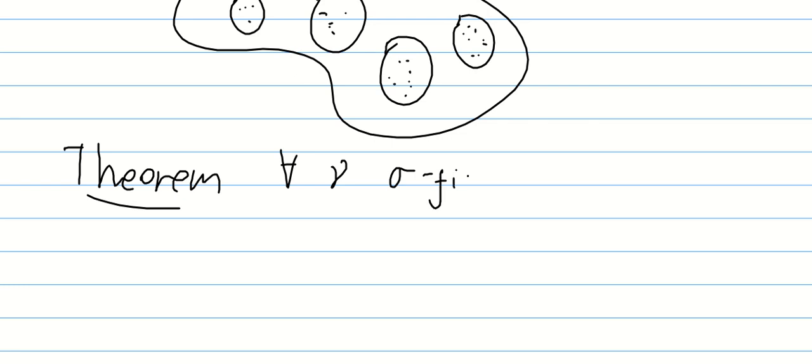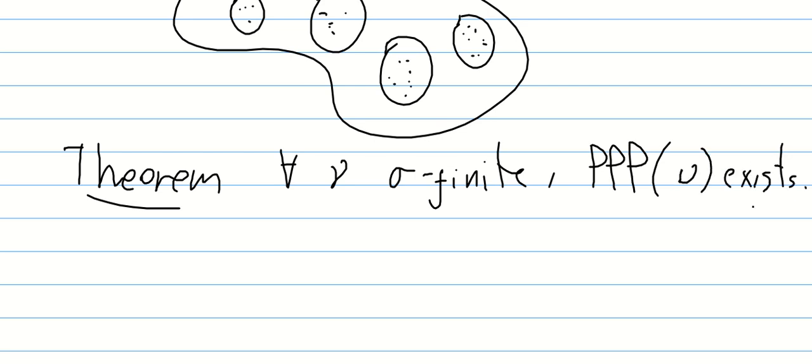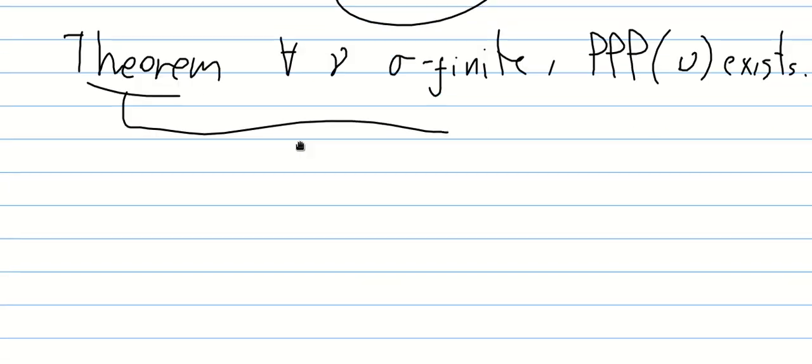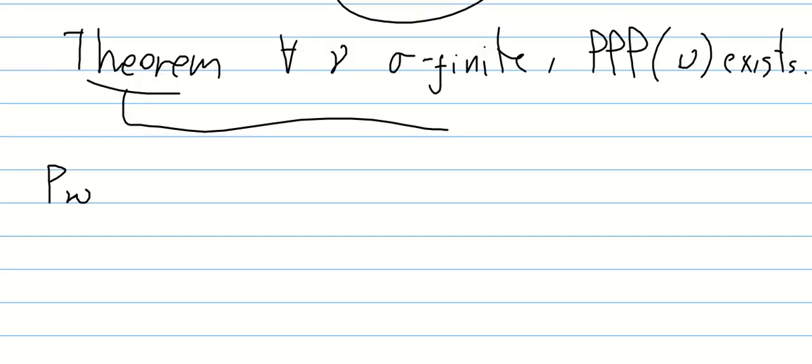So now we're going to state a theorem that says that for every nu sigma finite, this Poisson point process with intensity measure nu exists. And here goes the proof. We're going to do a constructive proof. So we take the nu, and we know that it's sigma finite.